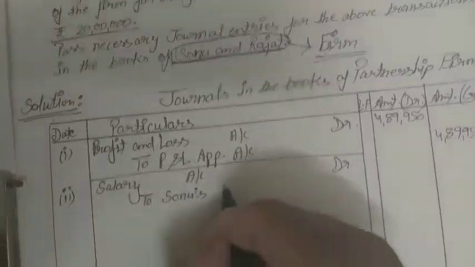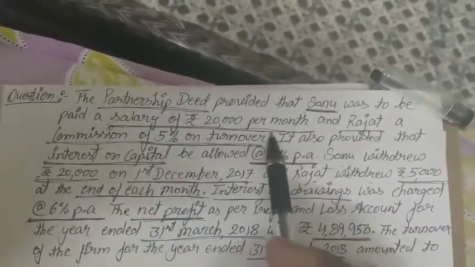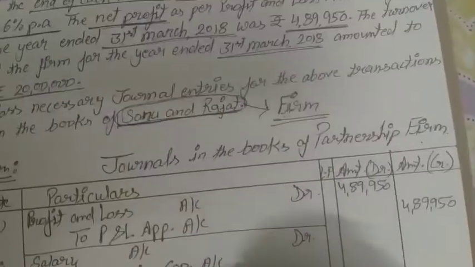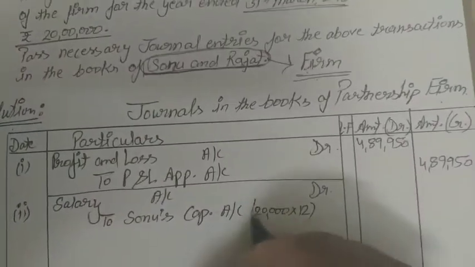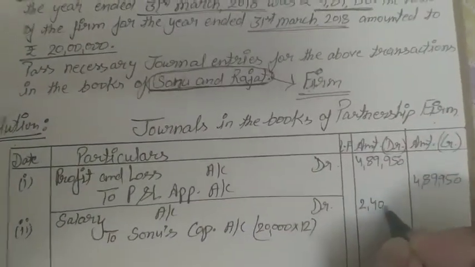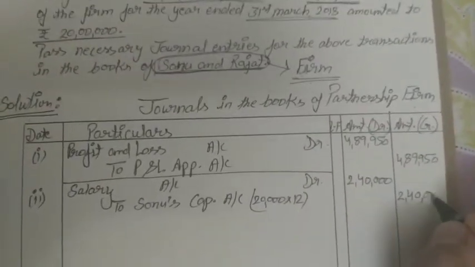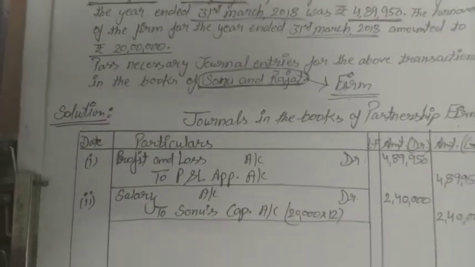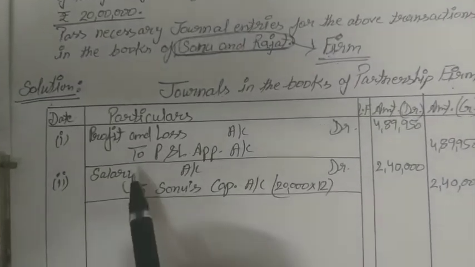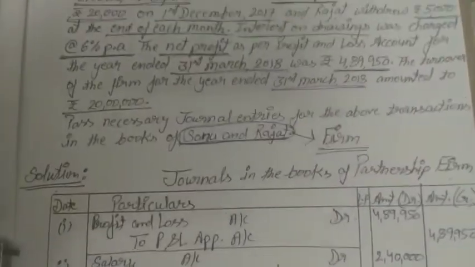Sonu's capital account. Amount is 20,000 per month, multiplied by 12, so it means 2,40,000. The salary of Sonu is transferred to his capital account.